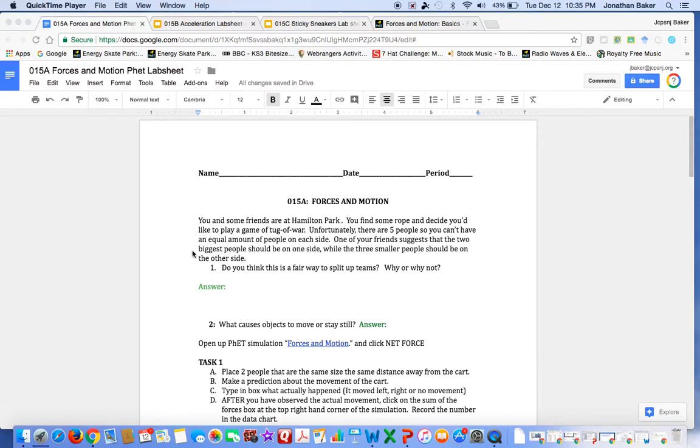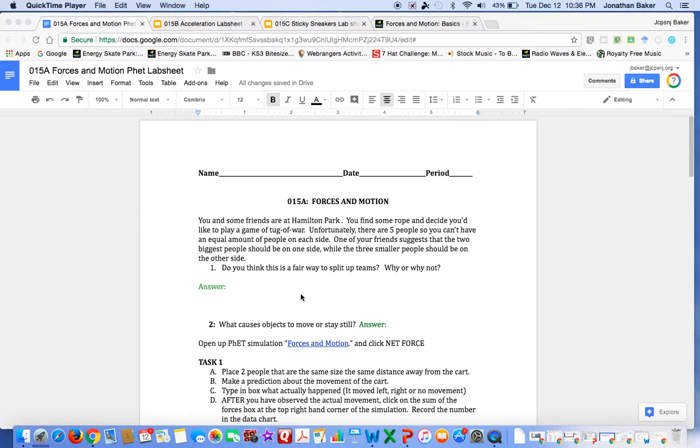Now, you read the first thing to set up what you're doing. It says you and some friends are at Hamilton Park. You find some rope and decide you'd like to play a game of tug of war. Unfortunately, there are 5 people, so you can't have an equal amount of people on each side. One of your friends suggests that the 2 biggest people should be on one side, while the 3 smaller people should be on the other side. Do you think this is a fair way to split up the teams? Why or why not? Here you're going to type in green and put your answer.